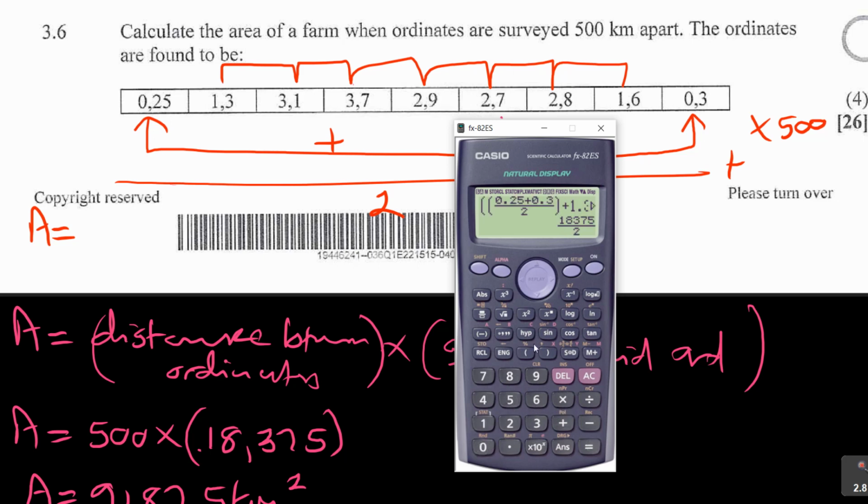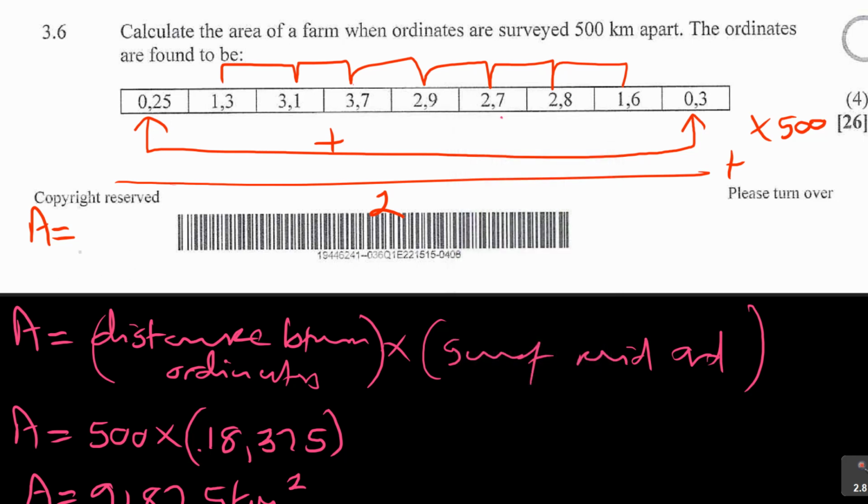It must give me that answer there, 9187,5. You see, that is a way of proving that. It gave me 9187,5. Don't forget it's kilometers squared. That was the 26 marks that you get out of that.